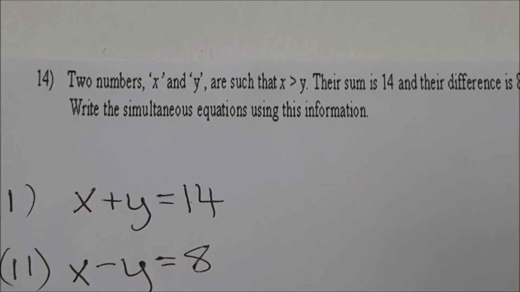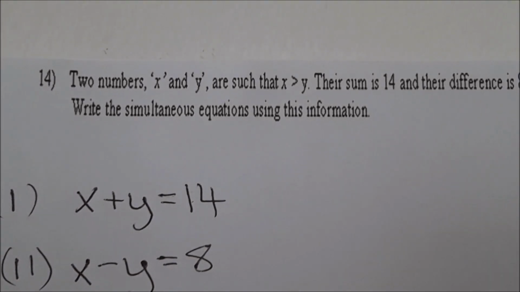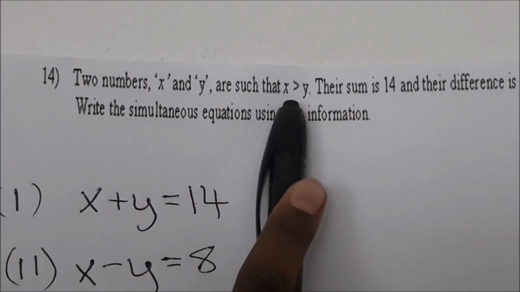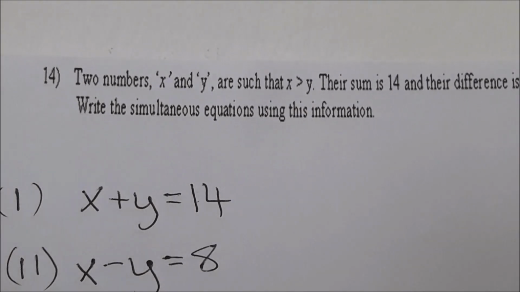Why would you put x minus y instead of y minus x? Because x is greater than y. X is greater than y, so you put x minus y, not y minus x. And that gives you your two simultaneous equations.